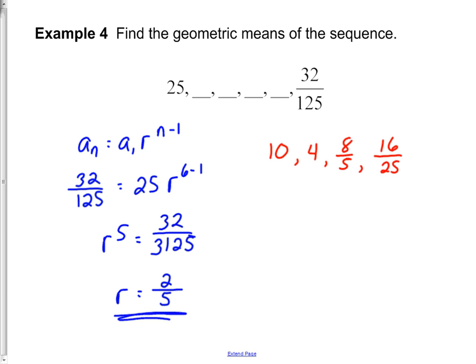And then I'll multiply by 2/5 again, and that should give me my 6th number in the sequence. Multiplying by 2/5 again, that would be 32 over 125. So those are evenly spaced. There's my 4 geometric means for this sequence.